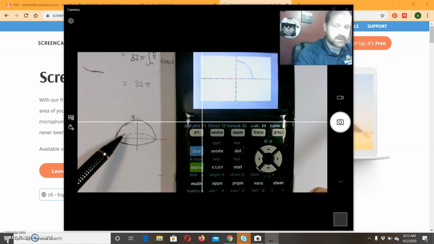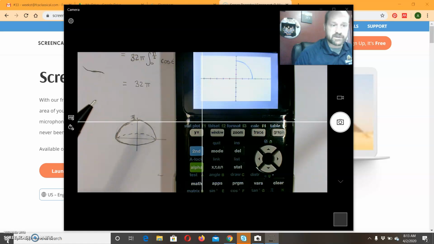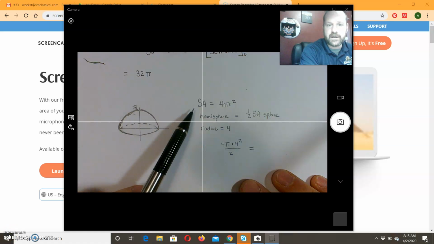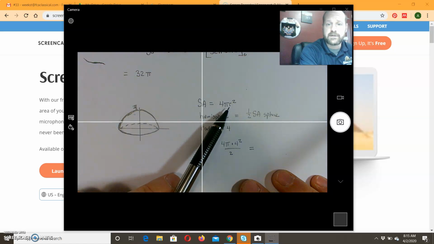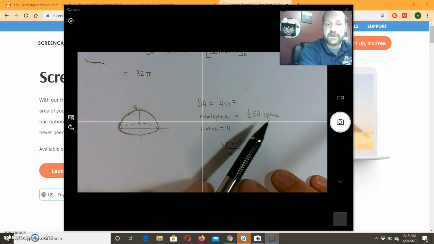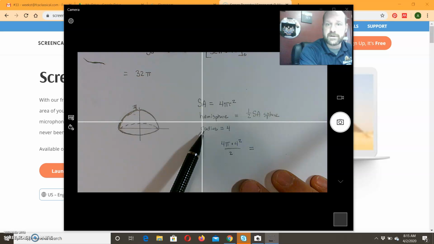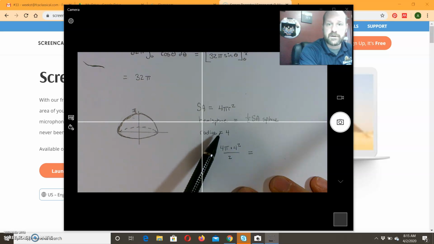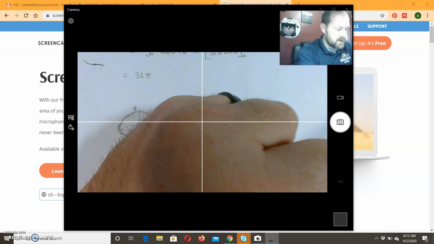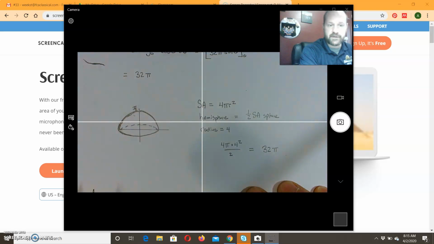Alright, so let me pause right there real quick. So we found the answer earlier to be 32 pi. Surface area of a sphere is 4 pi r squared. Hemisphere would be 1/2 the surface area of a sphere. So we look at that, your calculator, the radius of this curve is 4. And so here the math is 4 pi times 4 squared divided by 2 turns out to be 32 pi. So I thought that was rather cool.